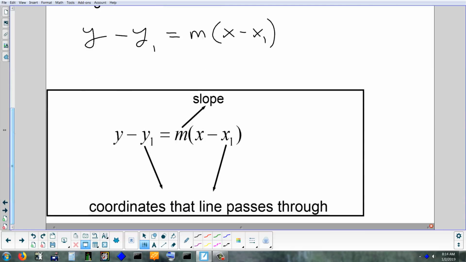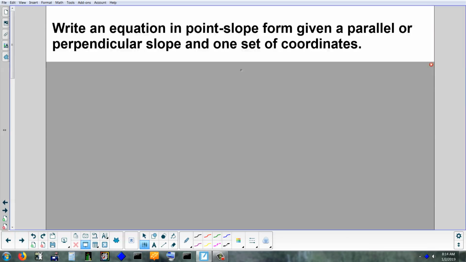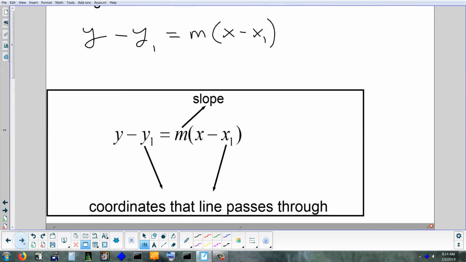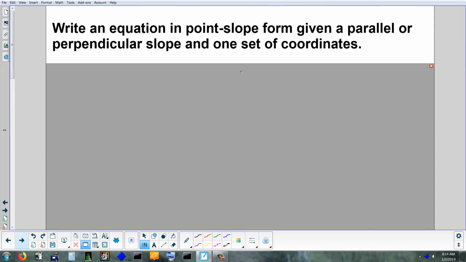So the first example we do, it's going to be just like what you did in the warm-up. We're just going to try one more. I'll give you a point, give you a slope. We'll practice writing the equation of the line. Did everybody have that equation? Good? All right, let's try just like we did in the warm-up. So we're going to write example 1.